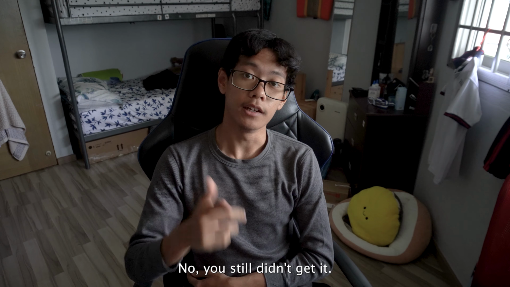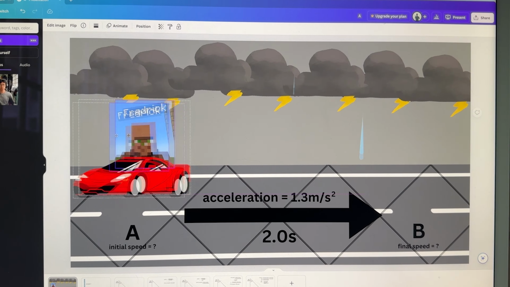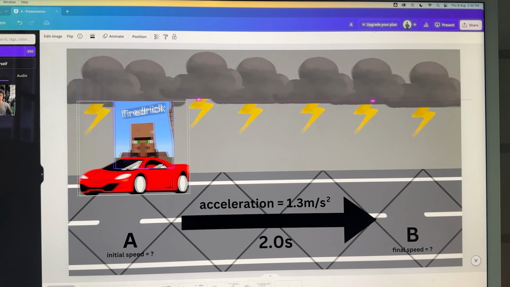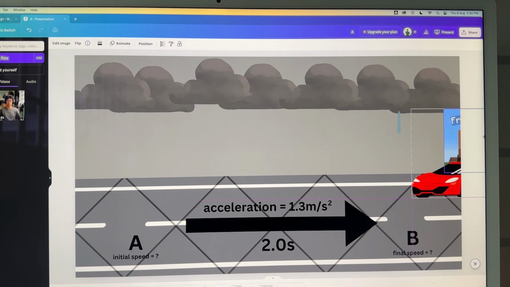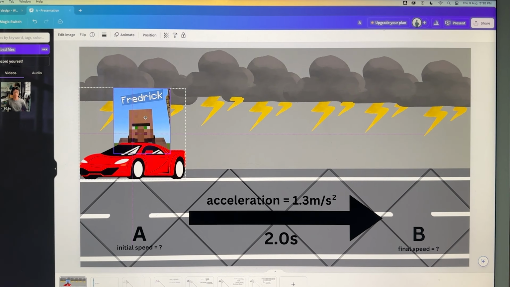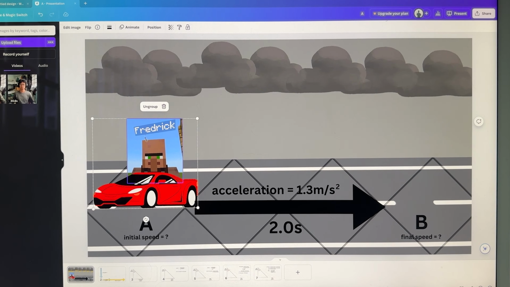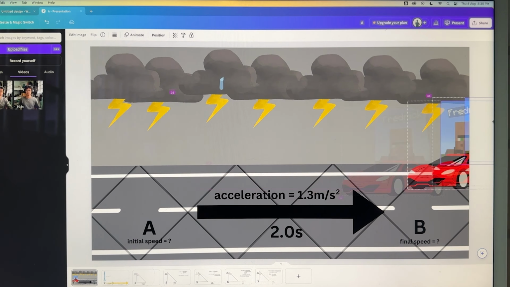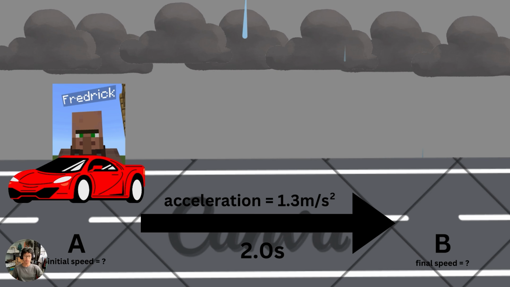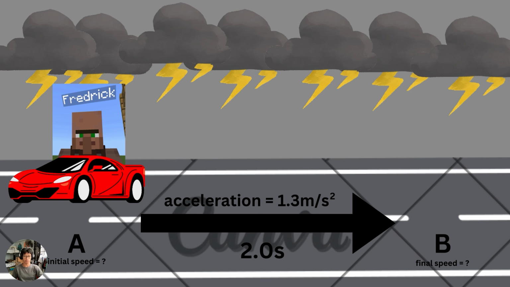Now, if you still didn't get it, let me break it down for you. So now, as you can see, Frederick is in a car, and his car is moving from point A to point B. We don't know his initial speed, neither do we know his final speed. But we do know that he's accelerating from point A to point B at 1.3 meters per second squared. Okay? And in between point A and point B, he's traveled about 2 seconds.